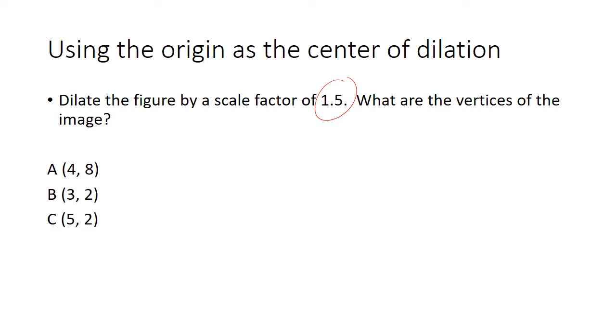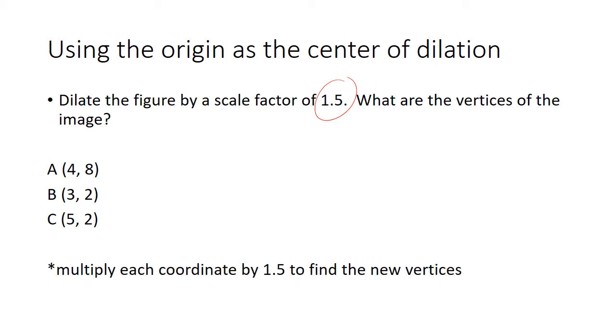To find our new vertices, we're going to take each coordinate and multiply it by 1.5. We're going to take that 4 and multiply it by 1.5 and get a new vertex there. We're going to multiply our 8 by 1.5 and get a new vertex there. So let's start with the 4. 4 times 1.5 is going to give us 6. 8 times 1.5 is going to give us 12.